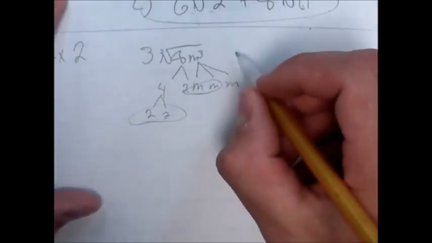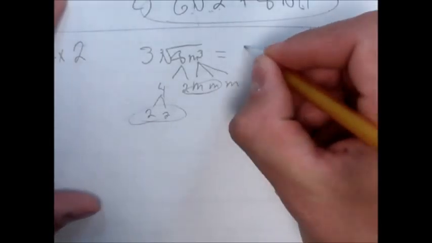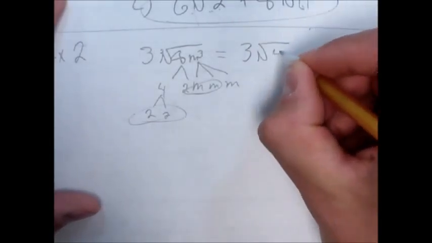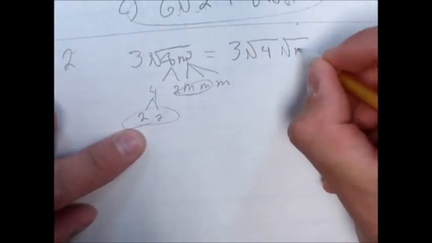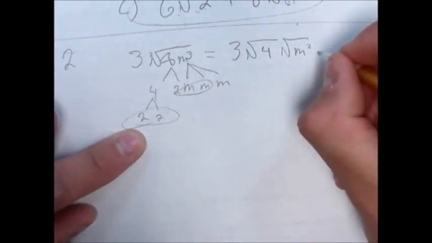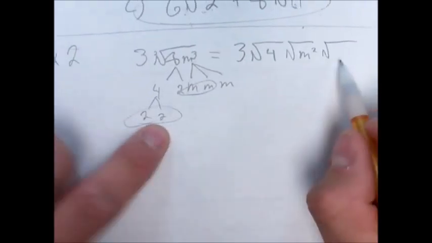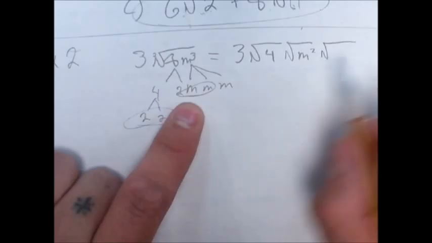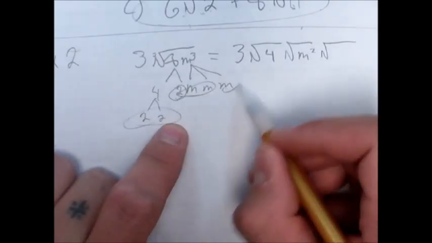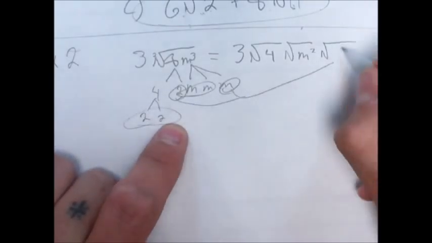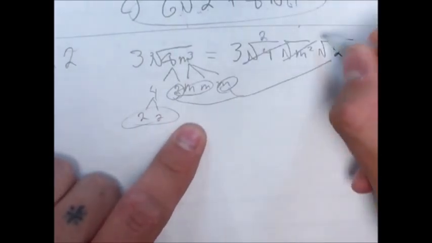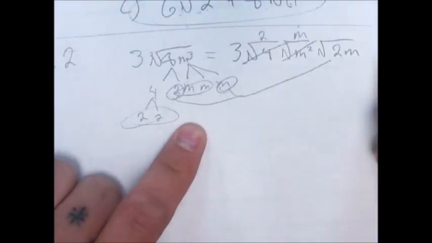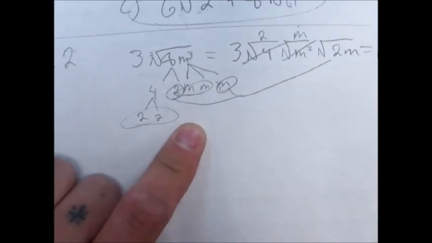Okay? So in reality, if I rewrote this, it would be 3 square roots of 4, because that 2 times 2 is 4, times the square root of m squared, because m times m is m squared, and then I'd rewrite the rest of the stuff still as it is there. So 2 and m are going to go here, so 2m, like that. And then I can simplify this. Square root of 4 is 2, square root of m squared is m, and then I just multiply it. 3 times 2 times m, which is 6m, and the square root of 2m.